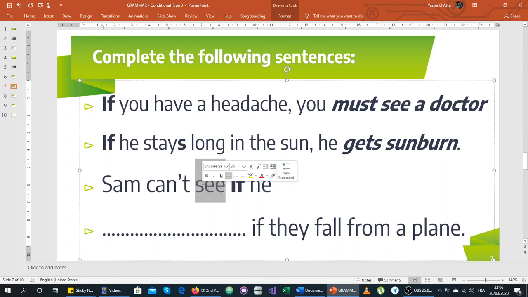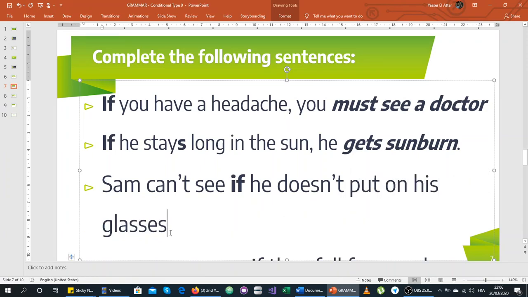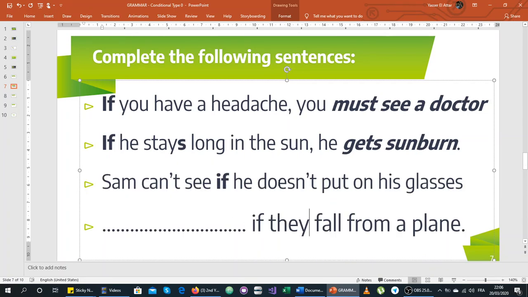So Sam can't see. He cannot see. What happens if he cannot see? Like some of you did, for example, he doesn't put on his glasses. So Sam has glasses, so he cannot see anything if he doesn't put on his glasses. For example, Sam woke up in the morning and didn't find his glasses. What happens? He cannot see because he needs his glasses.